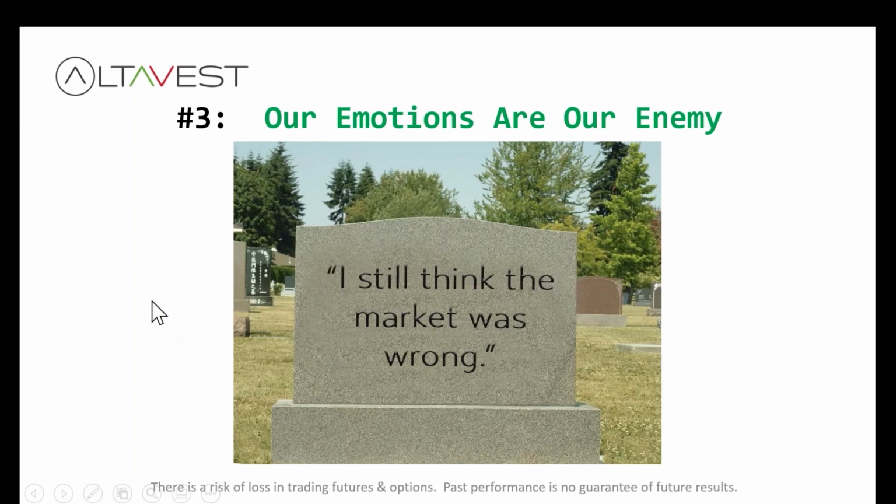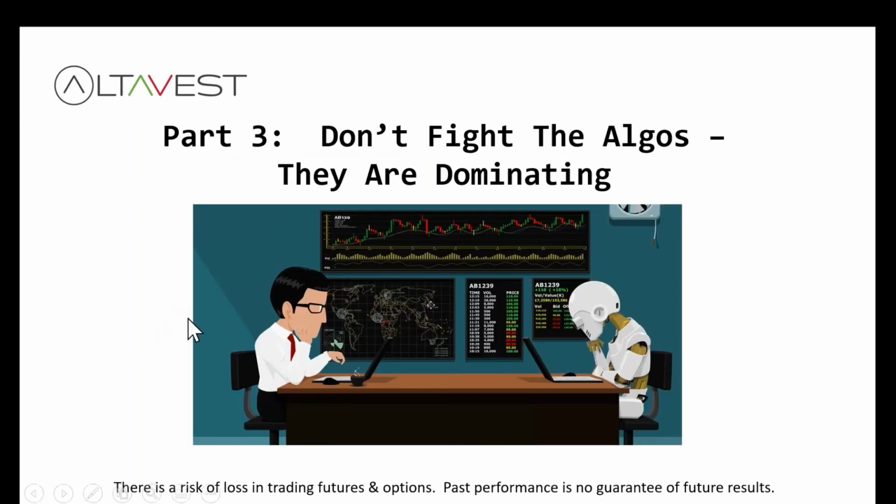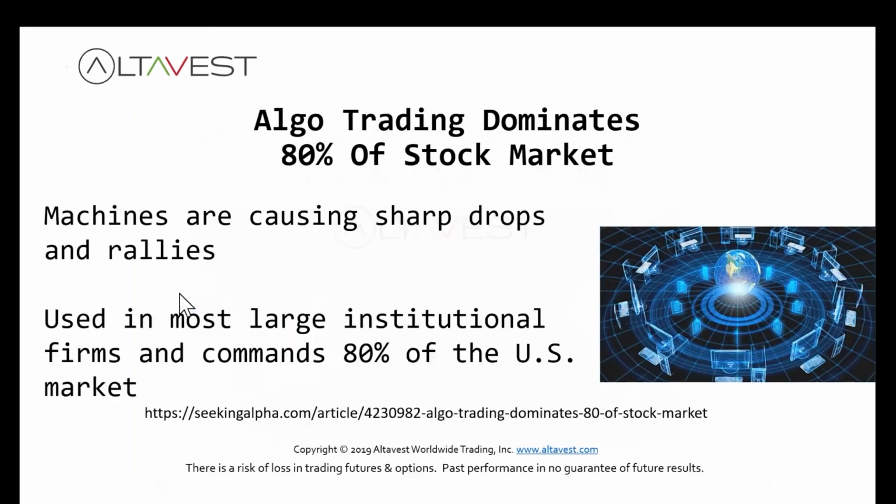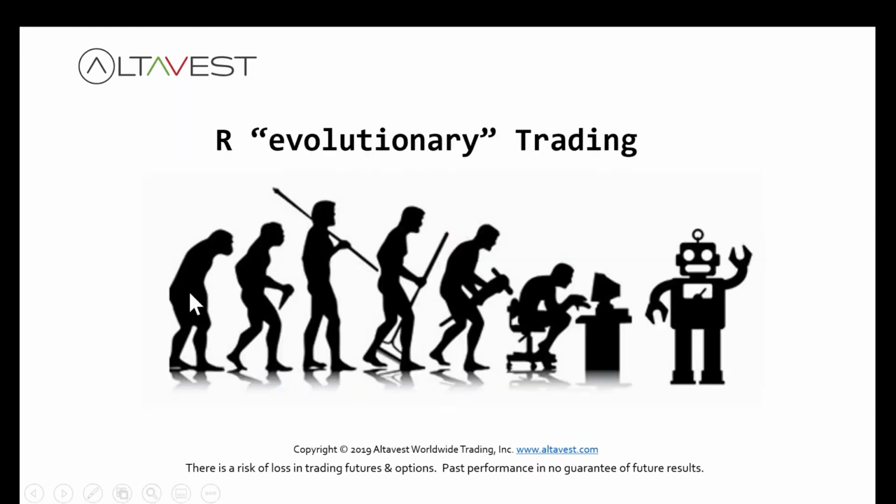So you don't want to fight prices is really the bottom line there. Don't fight the algos, and that's because they're dominating 80% of the stock market. The algos, the machines causing sharp drops and rallies. Great piece from Seeking Alpha. All the institutional trading, a large portion of it, sovereign wealth funds, hedge funds, you name it, they're algo trading. This is what it looks like. The revolution of trading. I think that's a great little comic there.